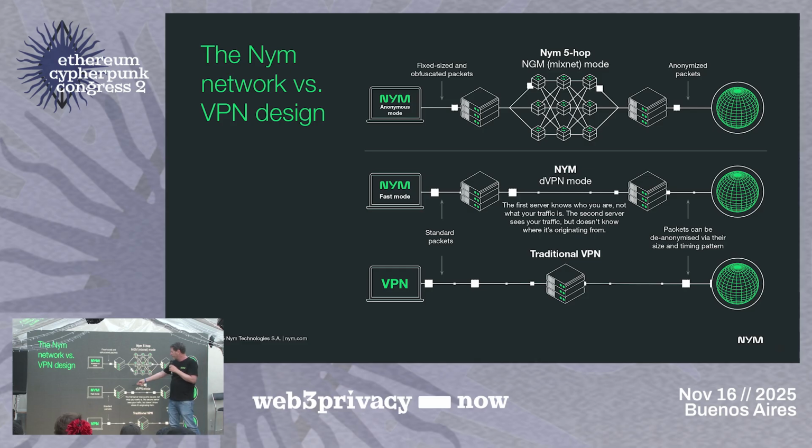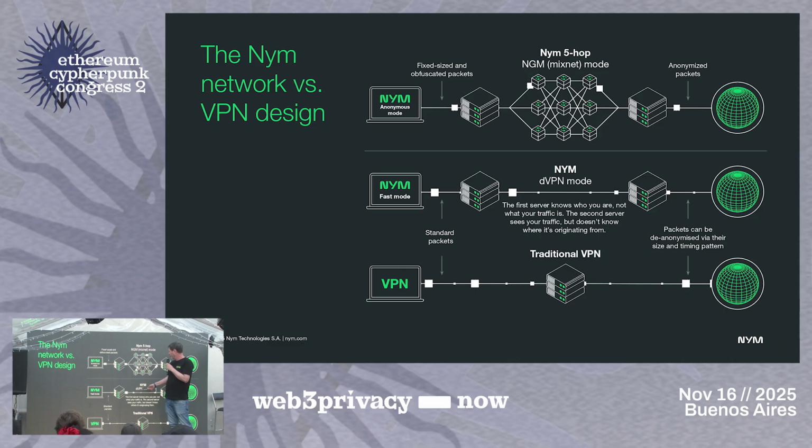Fast mode is a way that we created with WireGuard to speed up the connection. So it's not anonymized packets, but at least, unlike a normal VPN, where you are totally exposed, they can see absolutely all your communication. The VPN provider knows more about you than you really know about yourself.